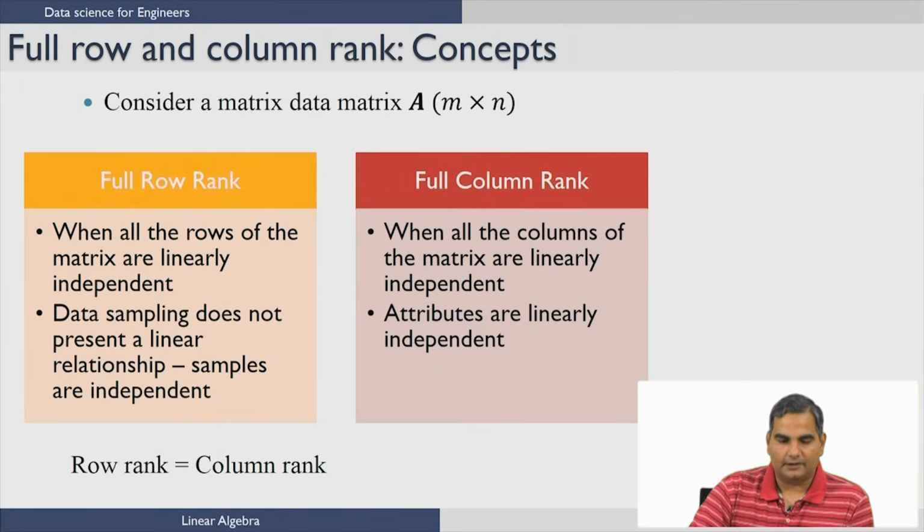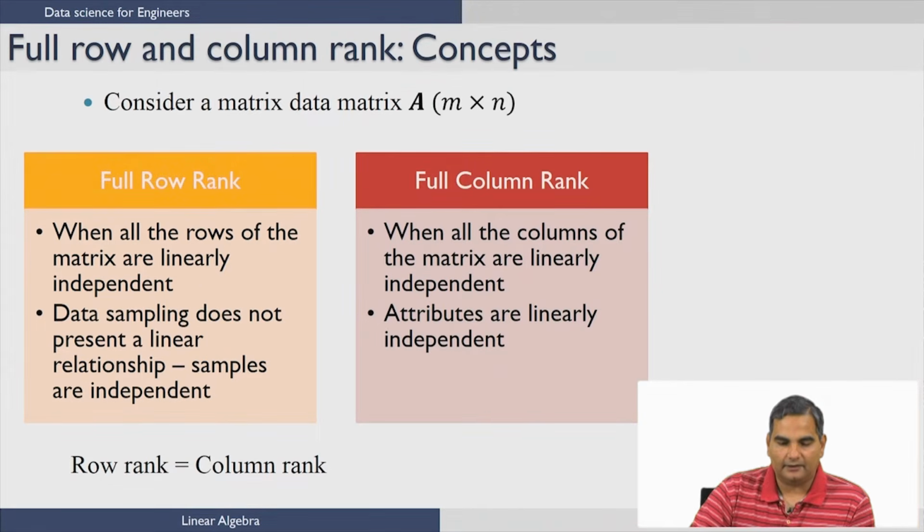We had already discussed the concept of rank in the previous lecture, but let us talk about it again, because this is going to be useful as we talk about solving equations. If you consider a matrix A m by n, now if all the rows of the matrix are linearly independent, then remember we said the rows represent data. So, this basically means that the data sampling does not present a linear relationship, that is, the samples are independent of each other. Now, when all the columns of the matrix are linearly independent, that basically means the variables are linearly independent, because columns represent variables.